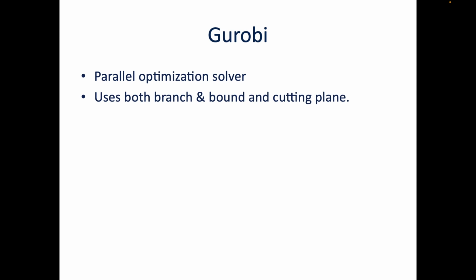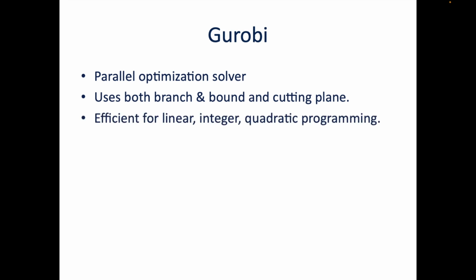To construct software that solves IP models, Gurobi is used in this project. Gurobi is an optimization problem solver which works in a parallel fashion. Gurobi uses both branch and bound and cutting plane algorithms, and this is called branch and cut. Gurobi can solve linear, integer, and quadratic programming models efficiently.